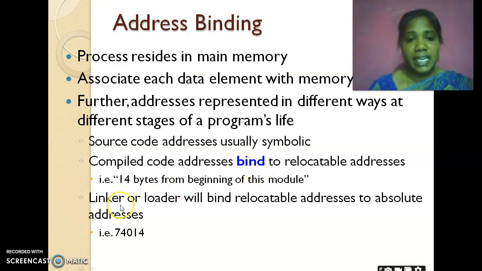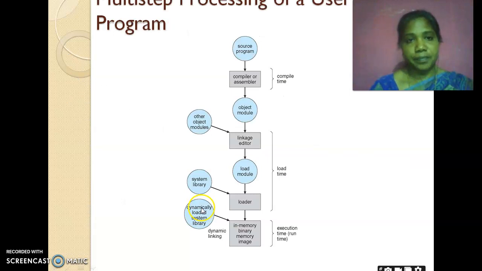The linker or loader will bind relocatable addresses to absolute addresses, for example 74,014 is the absolute address from the loader and linker. This is the multistep processing of a user program, showing how a program is stored in the memory. It starts with the source program, and after that the compiler or assembler processes the program and it is compiled.